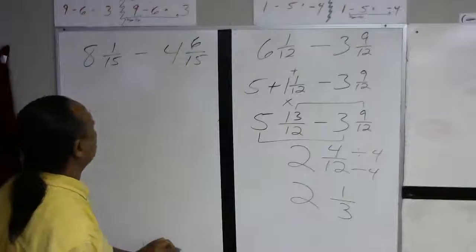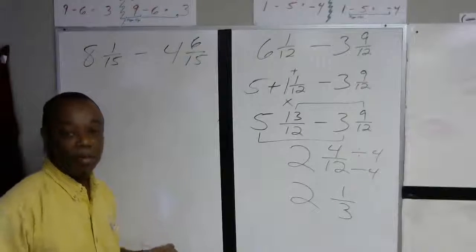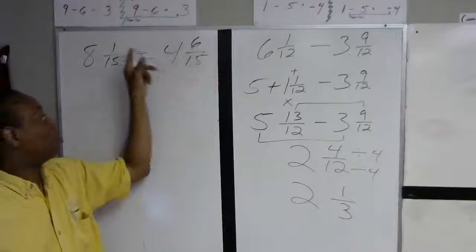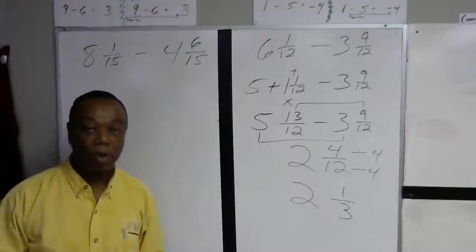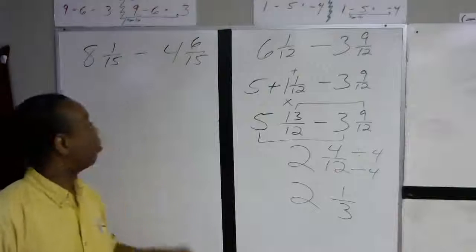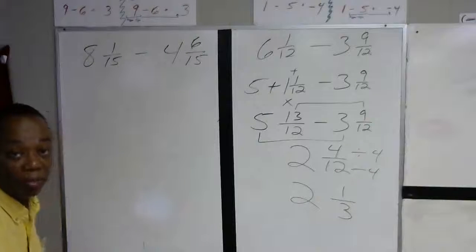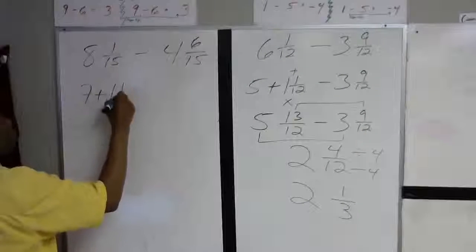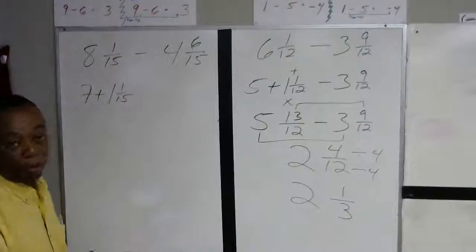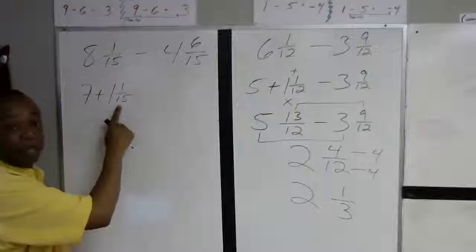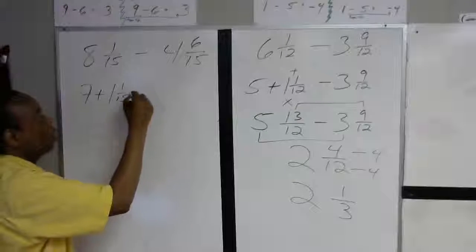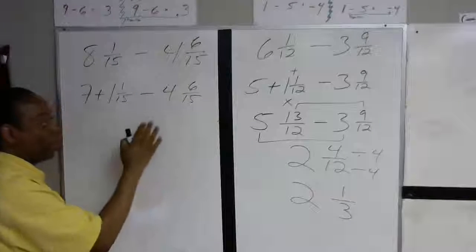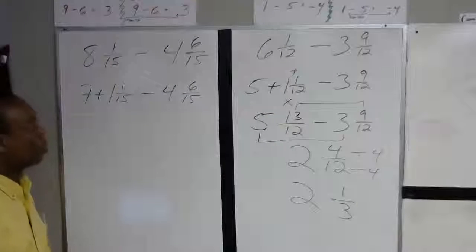Okay, next. We're going to subtract these two mixed numbers. You start off with the fractions first. And I cannot subtract a 6/15 from a 1/15. Too small. So I'm going to borrow 1 from the 8. Make that 7. The 1 that I borrow from the 8 goes next to the 1/15. And I'll bring down my minus 4 and 6/15.